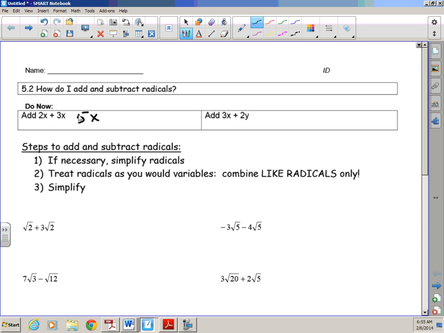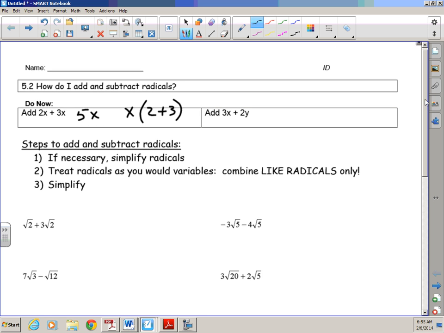Why does this work? Well, it works because of the concept of the distributive property in factoring. 2x and 3x both have an x in common, which I can factor out, which leaves me with 2 plus 3. So if I can factor out that x, and now I have just two integers, I can combine them. It's going to be the exact same concept for radicals.